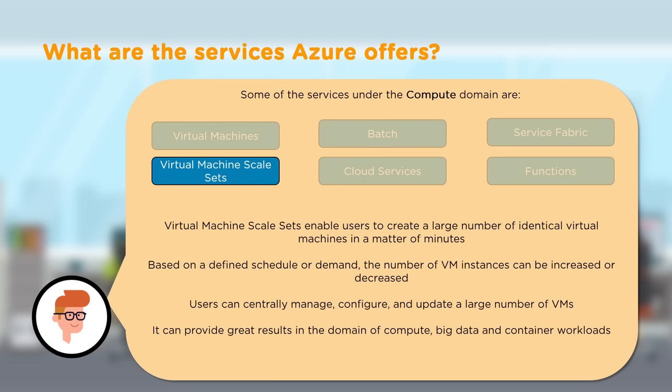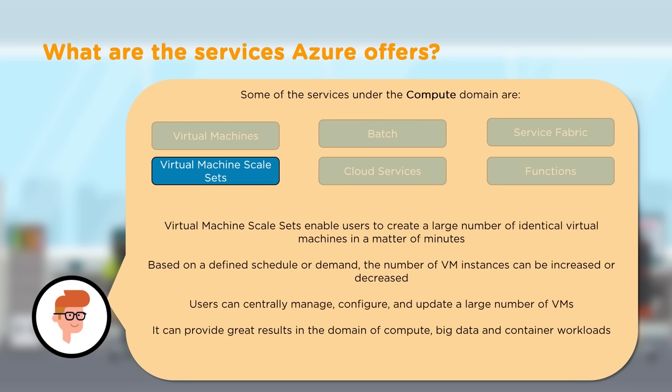As next thing in compute domain, let's talk about virtual machine scale set. Now, this virtual machine scale set lets us create a group of identical load balanced VMs. I just want to mention it again. It helps us manage a group of identical and load balanced VMs. The number of VM instances in a scale set can increase or decrease in response to the demand, or in response to a schedule that we define.